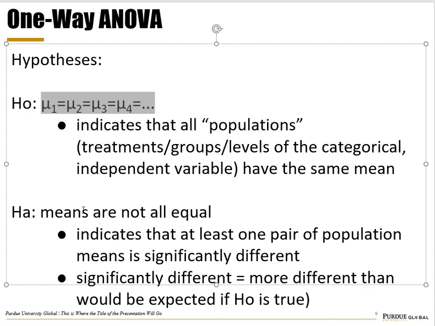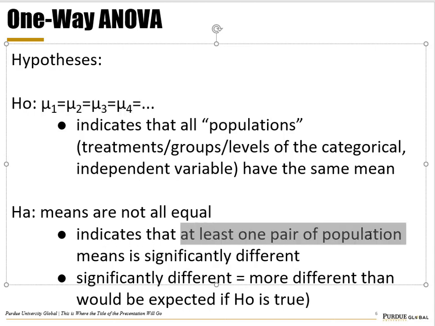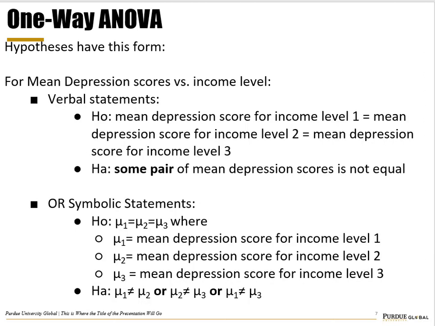So when you say the means are not equal, it's basically saying that at least one pair of population means is significantly different. Now you could have more than one pair, right? They could all be different, or there could be 3 of them that are different, but it just means at least one pair is different. And by one pair, it just means that one mean has to be different from at least one other mean. And that's it. So that's what we're testing for.